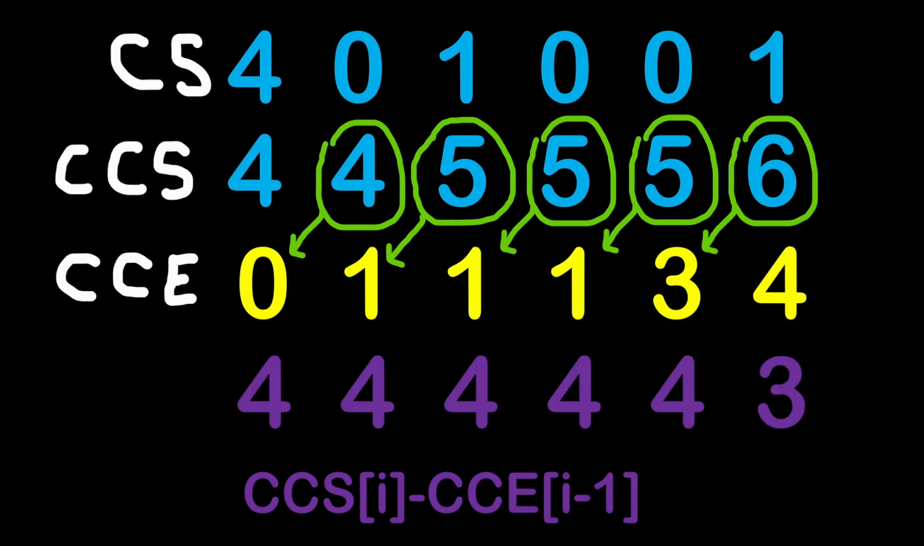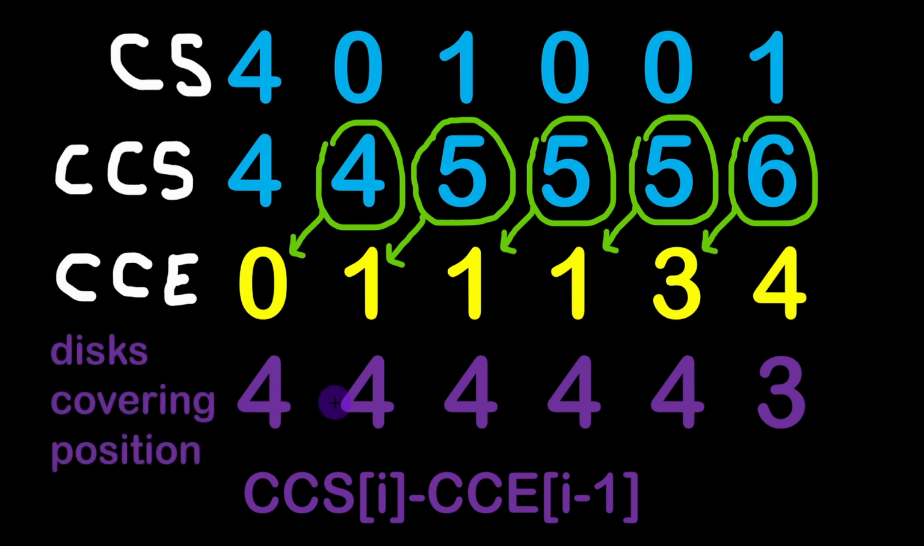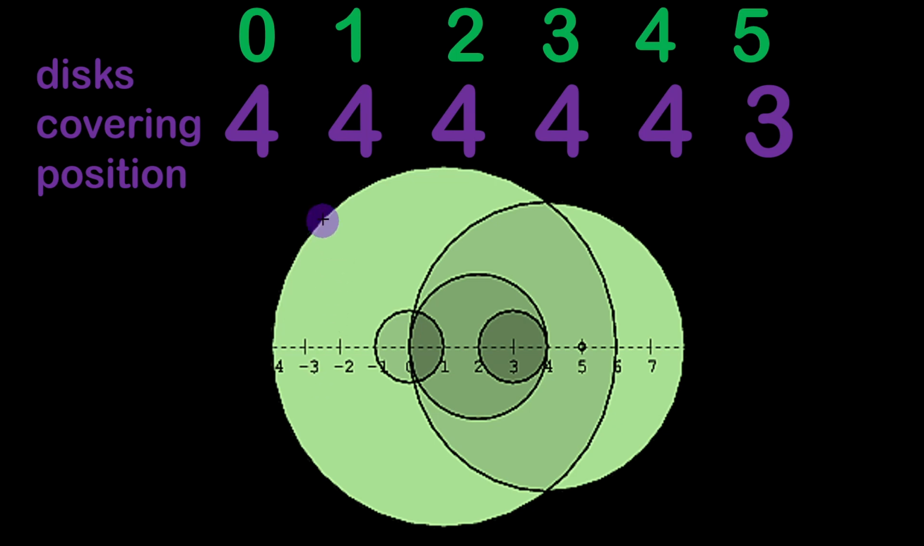Now, if you are curious enough, we can verify these values on the figure of the provided example. Let's check position number 0. We have 4 covering disks. Remember, we are taking into account the edges. So if we count these, we have this big disk, 1, 2, and 2 edges, 3 and 4. So we have 4 disks covering position number 0.